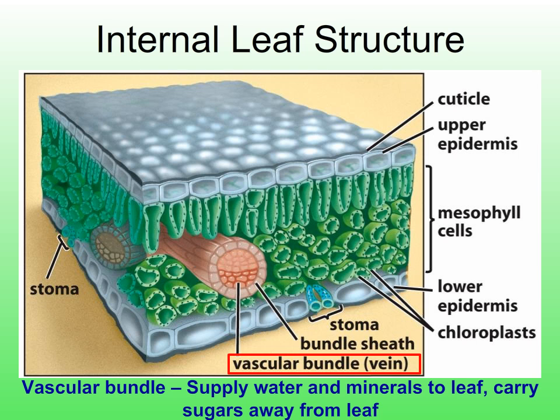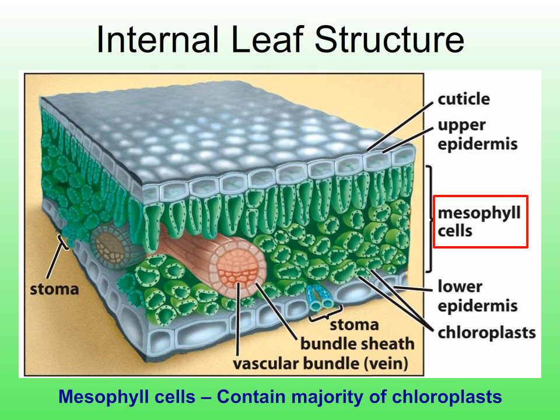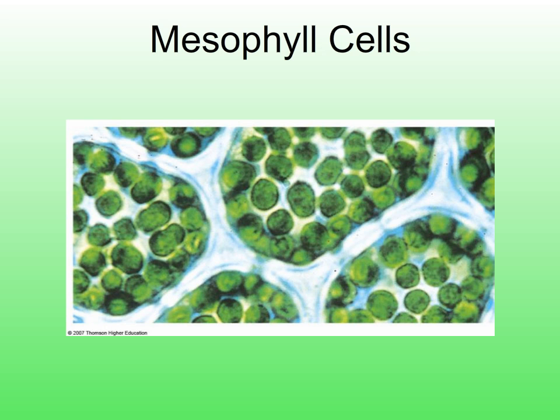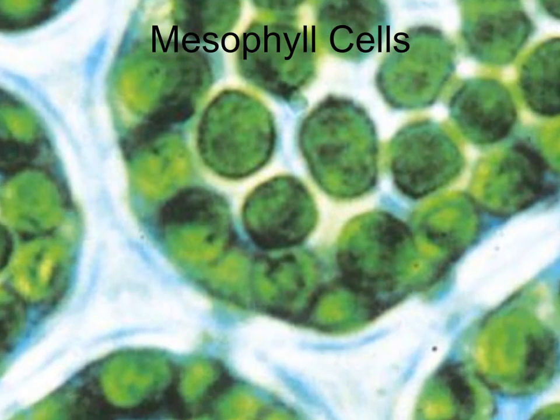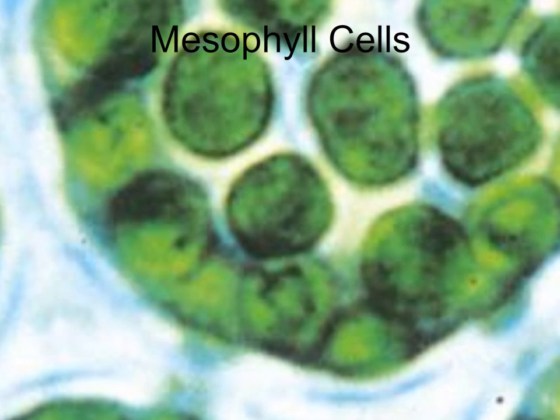The vascular bundles in the leaf, sometimes called veins, carry water and other nutrients to the leaf cells and export sugars to non-photosynthetic structures. Sandwiched between the epidermal layers and surrounding the vascular bundles are mesophyll cells. These cells contain the bulk of the chloroplasts found in most plants. Let's take a closer look at a chloroplast.